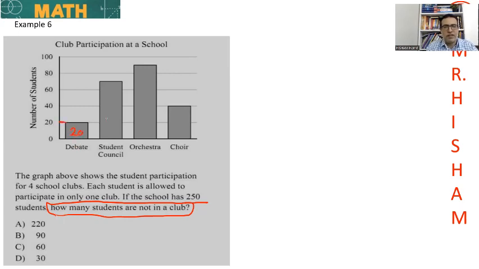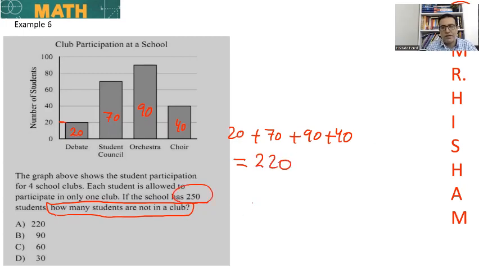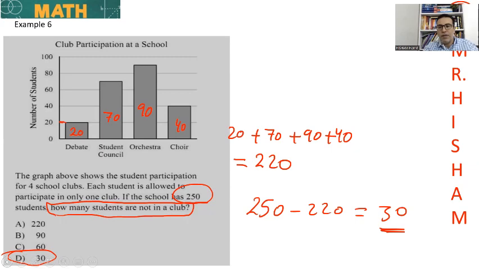How many students are there in the student council? 70. How many students are there in the orchestra? 90. In the choir, 40. So 20 plus 70 plus 90 plus 40 is equal to 220. And the total number of students is 250. So 250 minus 220 is equal to 30 students. Here I didn't ask about the mean or median. I asked whether you understand how to read the data representation or not.